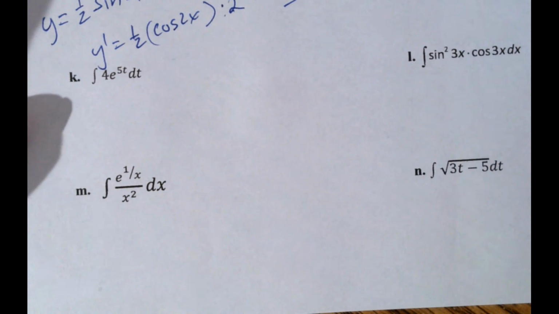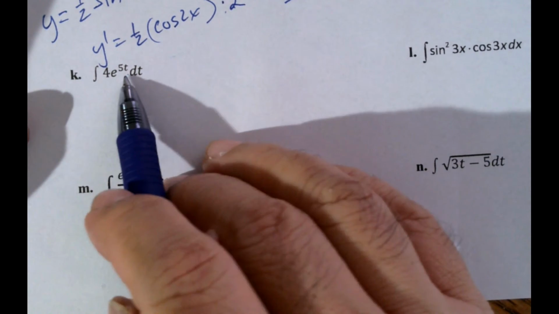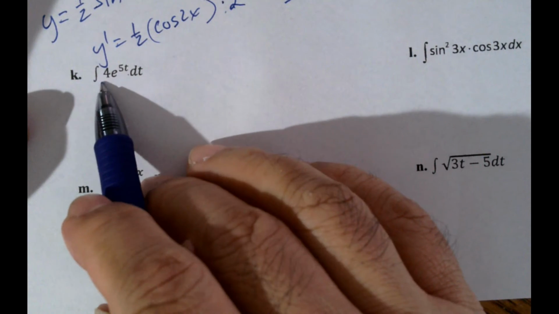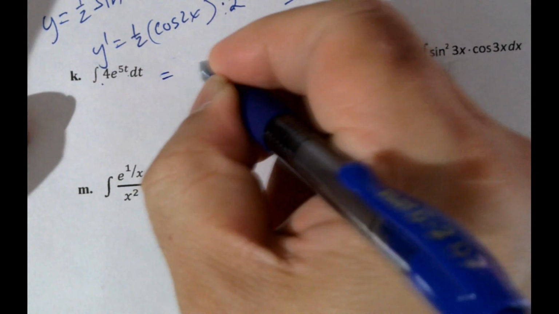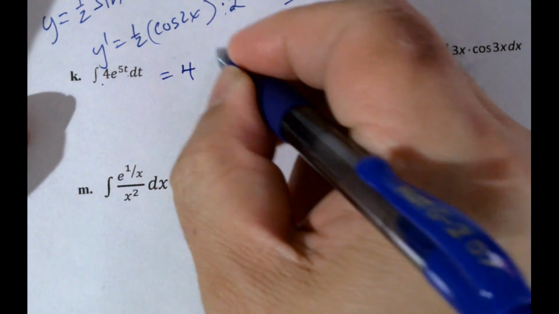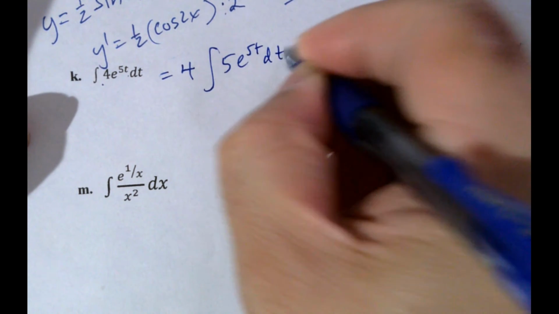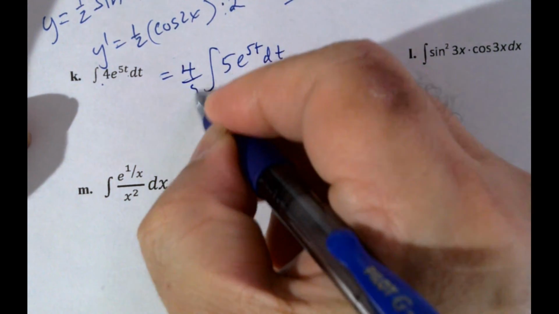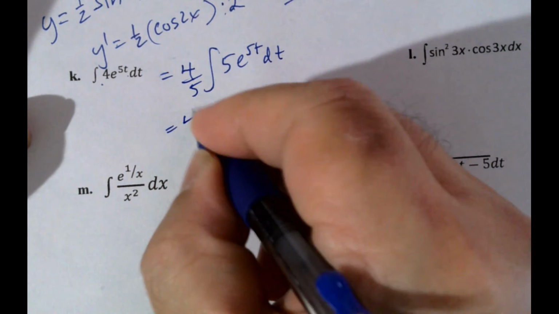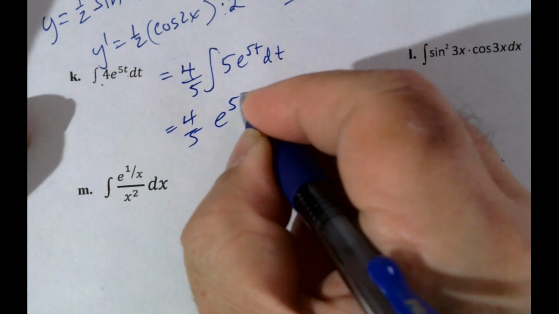Here we got 5 e to the 5t. We need a derivative of 5t. That's a 5. So I'm going to rewrite it this way. I'm going to take the 4 outside, put a 5 inside, compensate for that 5 by dividing by 5. So that means I have 4/5 e to the 5t plus c.